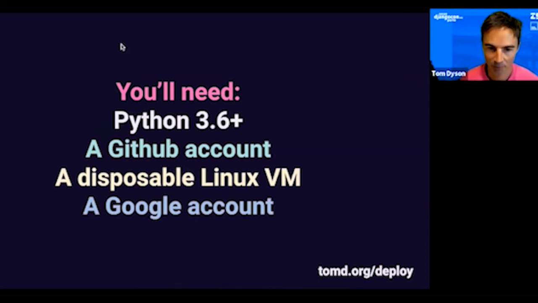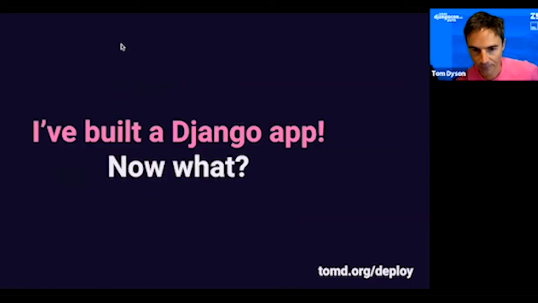The most important thing is a computer with Python on it, which I would guess most of you have. And then it would be useful to have a GitHub account and some sort of disposable Linux virtual machine. I've put some links in these notes with a couple of sites that have $100 credit to get you started if you don't have one already, and a Google account.